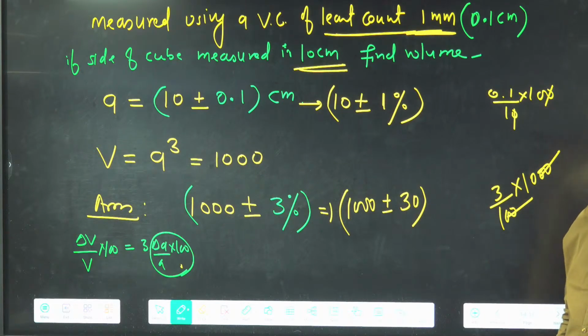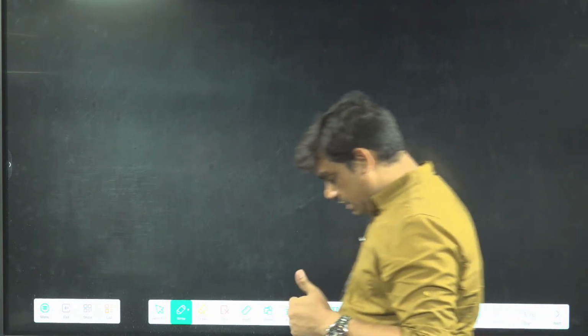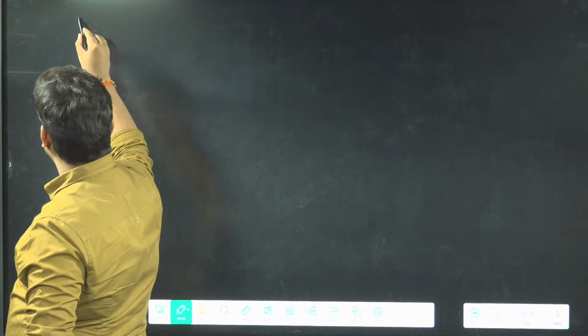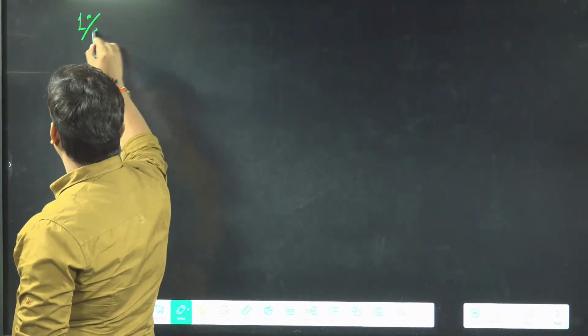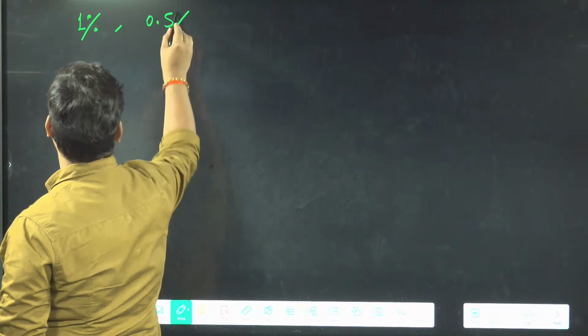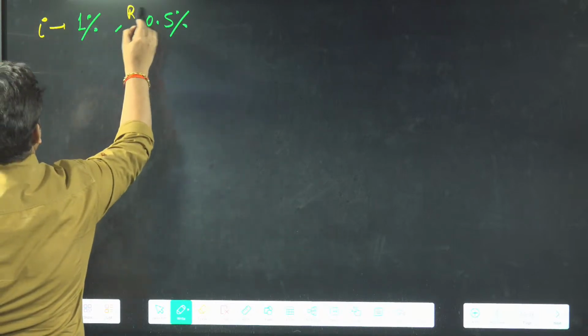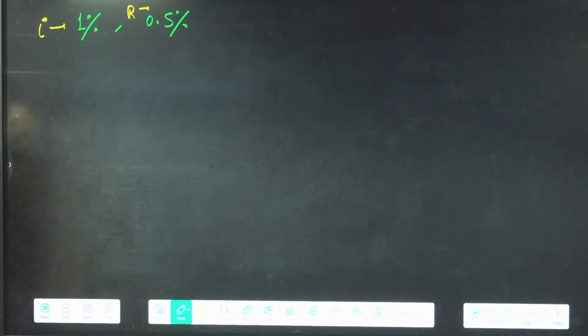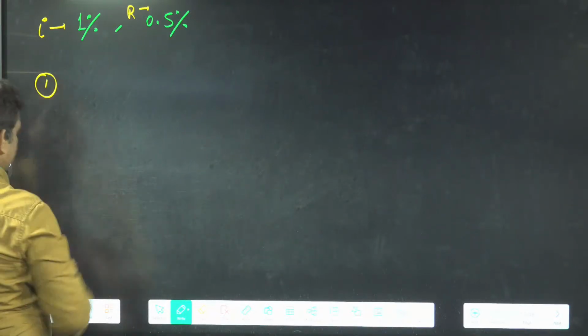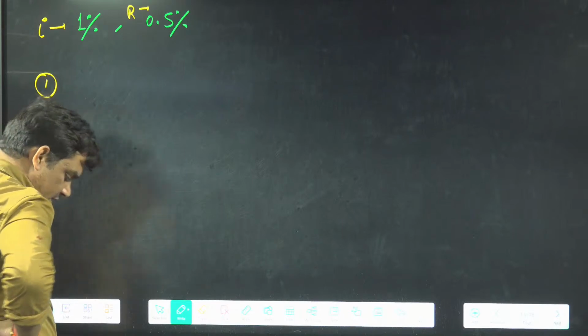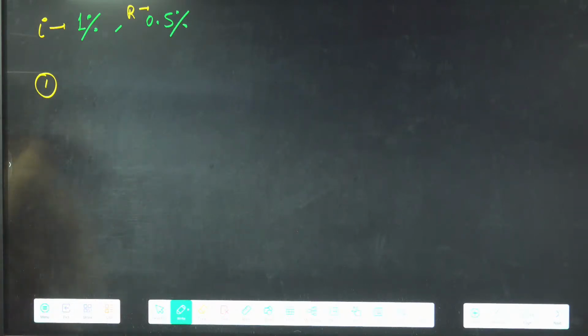If the percentage errors in current and resistance are 1% and 0.5% respectively, then find the percentage error in voltage.